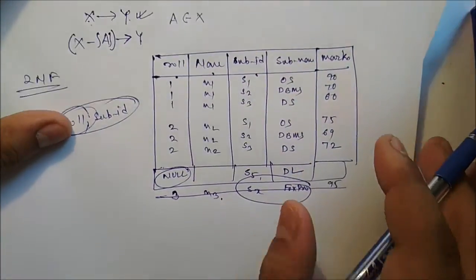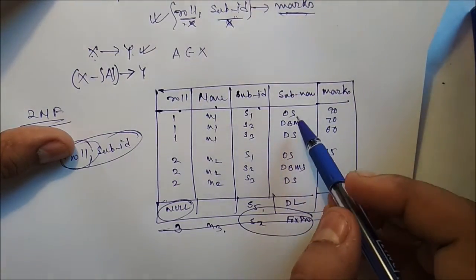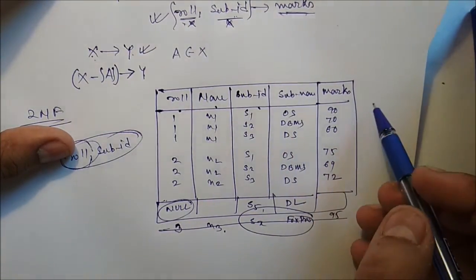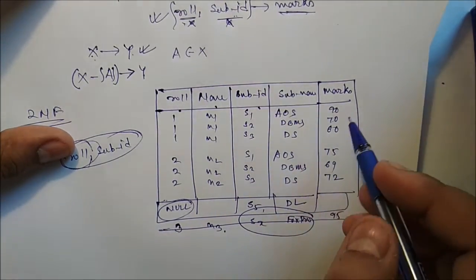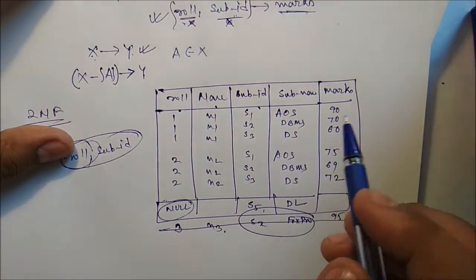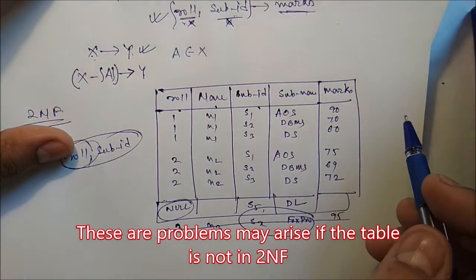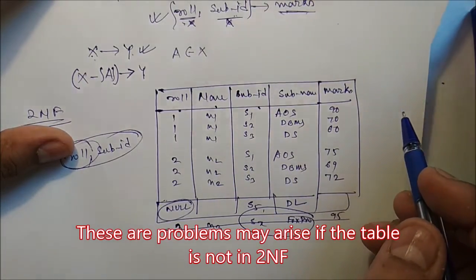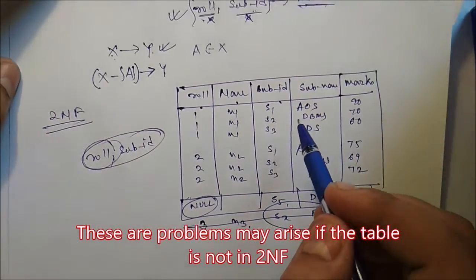And similarly, update anomaly is also there in this table. So you want to change the subject name operating system into advanced operating system. So we have to change it everywhere. Say a total of 100 students are there, so we have to change it 100 times, in all the 100 places. If you leave any place unchanged, that means what? We are introducing inconsistency. So the database should be consistent. So this is the problem of 2NF.